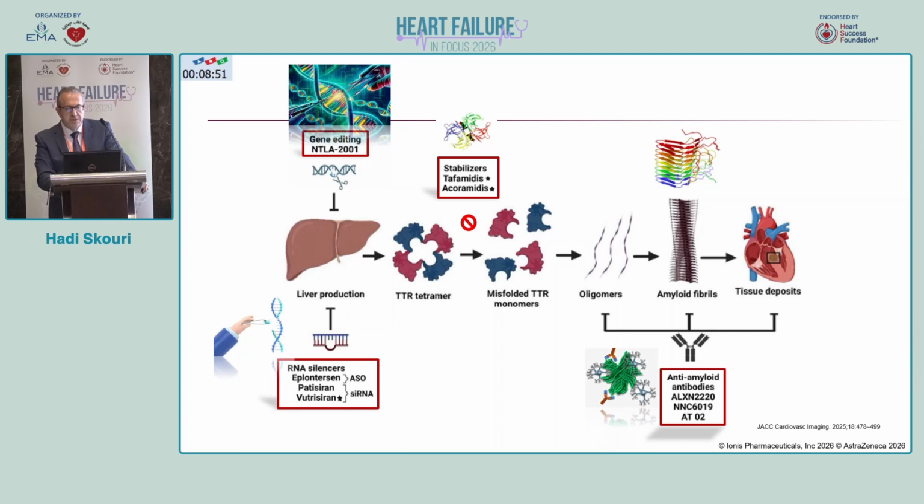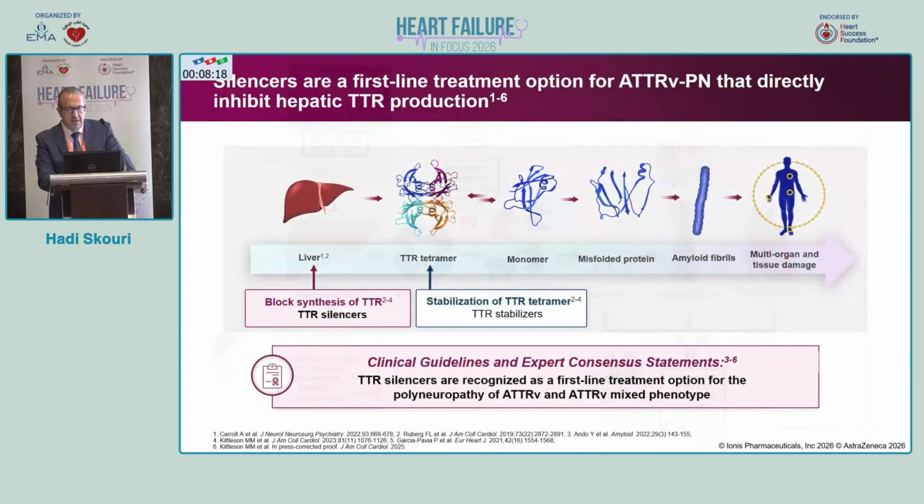Already this has been mentioned in a different way, the disease-modifying treatment for amyloidosis that includes stabilizers like tafamidis and acoramidis, but there are also RNA silencers like eplontersen that will be discussed further, vutrisiran and patisiran, but also there is gene editing therapy ongoing, as well as anti-amyloid antibody extracting amyloid from tissues too. So there are multiple disease-modifying treatments.